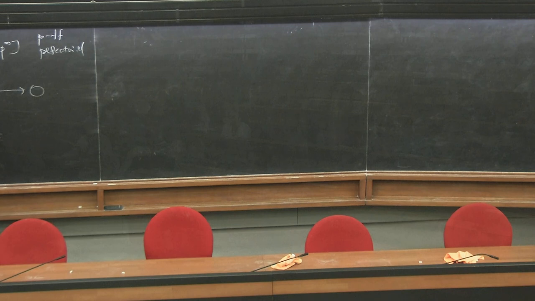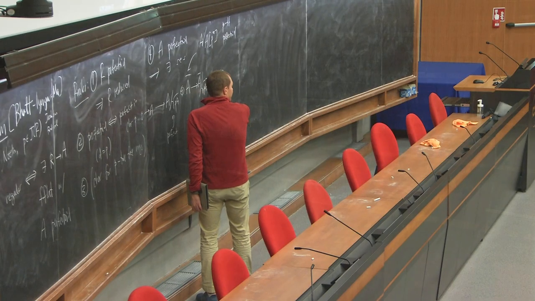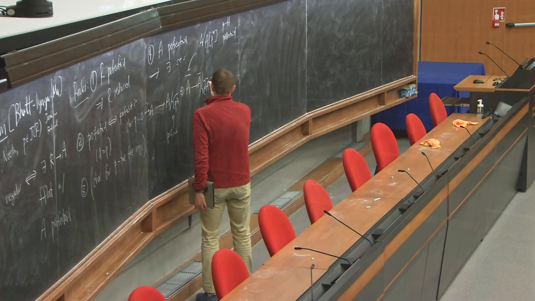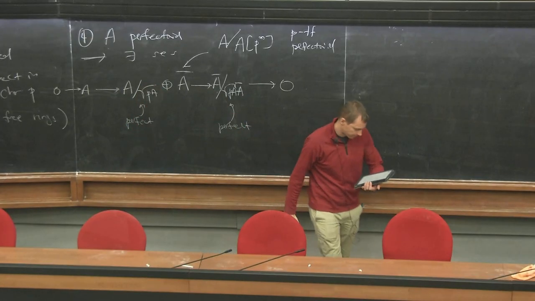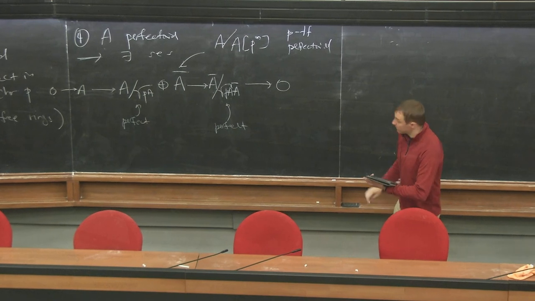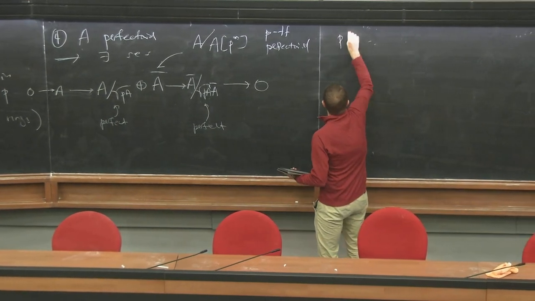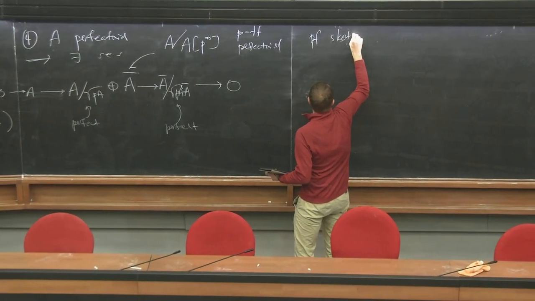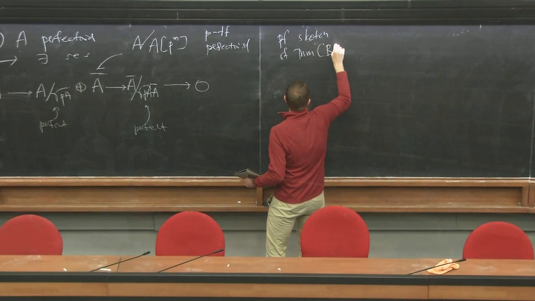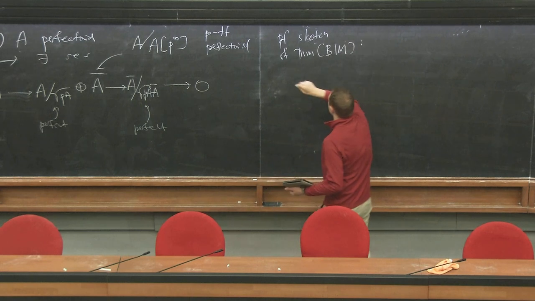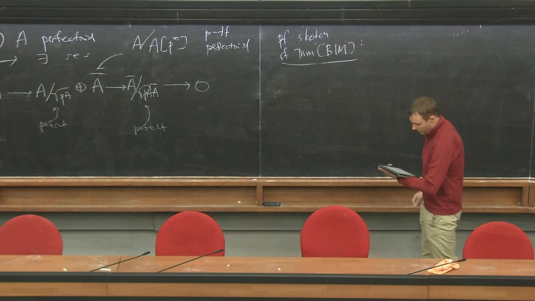Where? Here? So it's that guy tensor that guy over this guy. So A bar radical PA times A bar. All right? Okay, so all right, so let's give some sketch here.